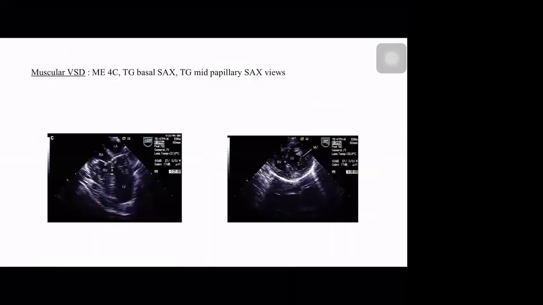What about the muscular VSD? For muscular VSD, the commonly used views are mid-esophageal four chamber view, transgastric basal short axis view, and transgastric mid-papillary short axis view.